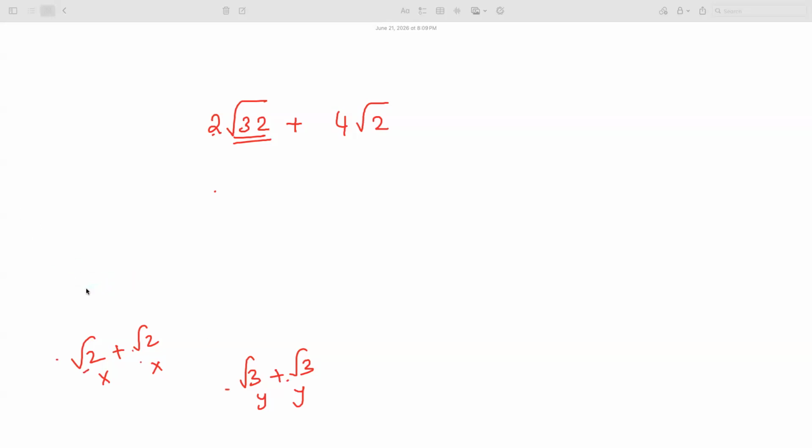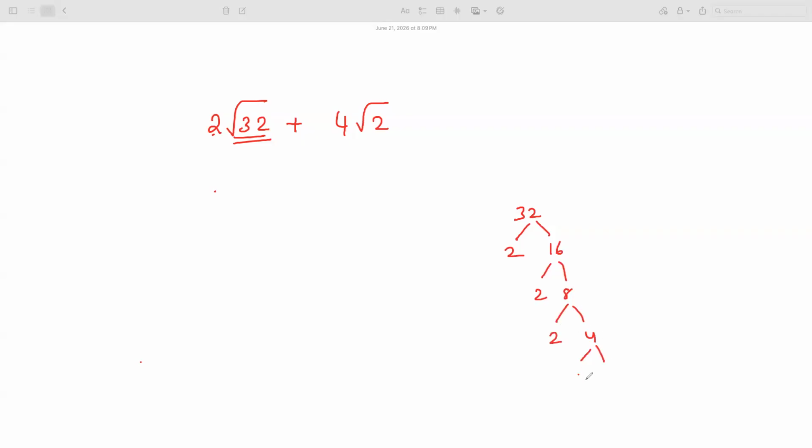Try this one. Learning this will help you a lot further. Go ahead. 2 square root of 32. Can I show you? How do you simplify 32? You can figure it out, guys. It's important to figure out as well.